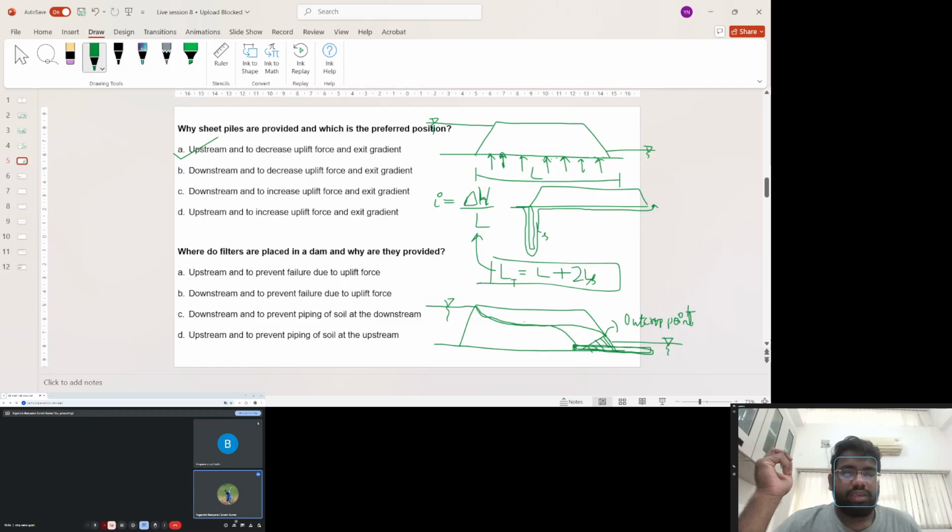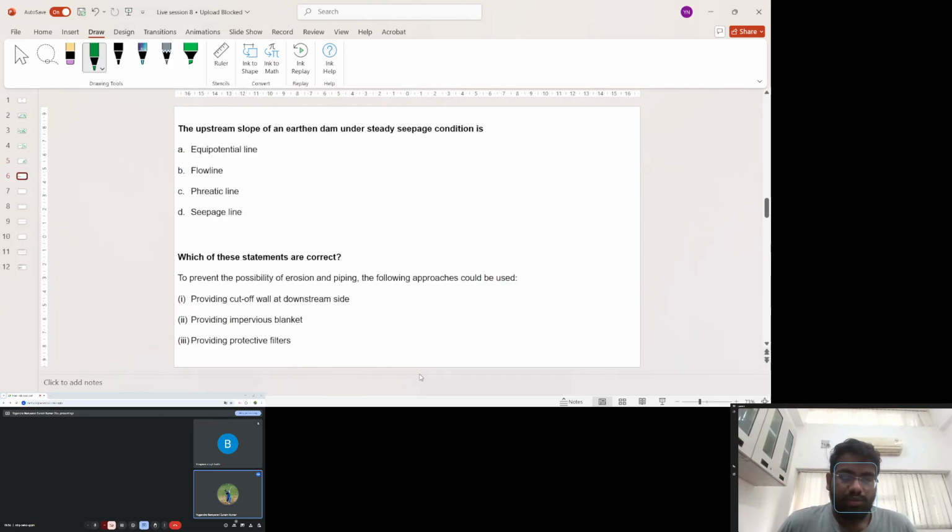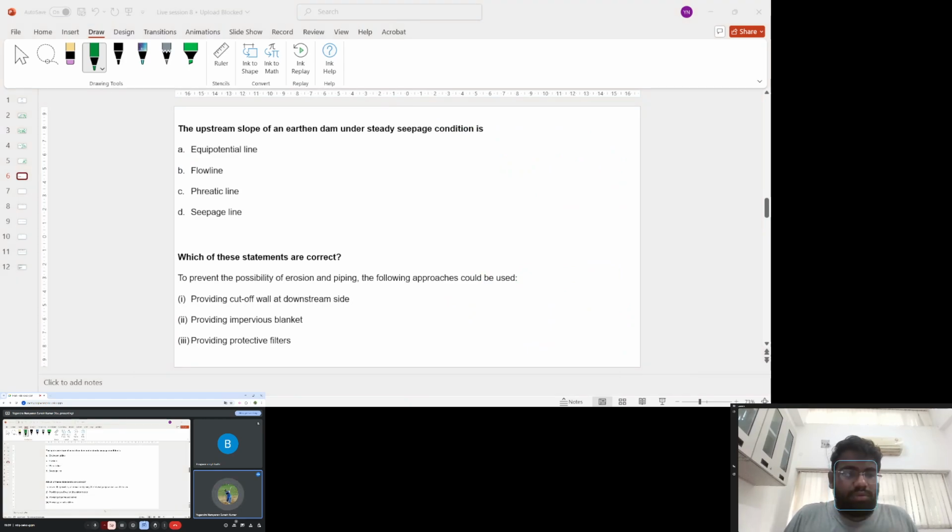So filters are always provided at the downstream end to prevent piping of the soil. This is why filters are provided. Option C is right. Any doubts?